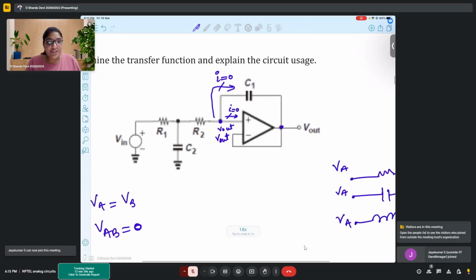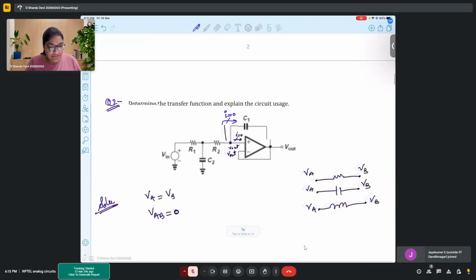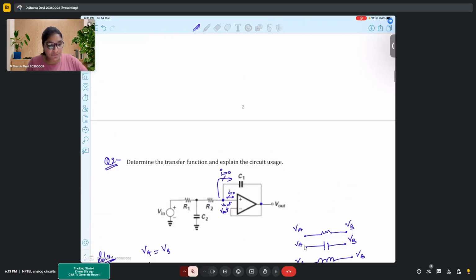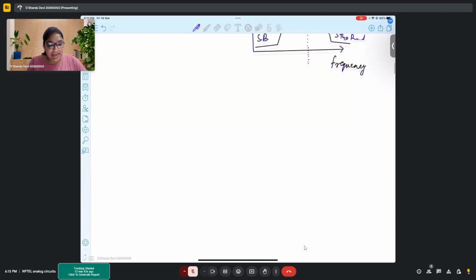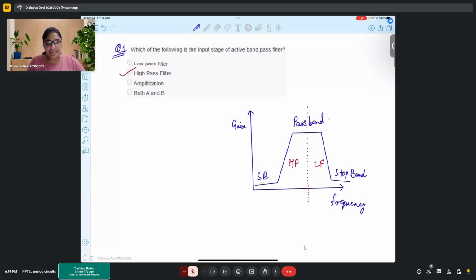Hi Jaykumar, I just started this session, so I can go through the first problem. I'm going through the problems which we left last time, and then we will go into oscillator based problems.